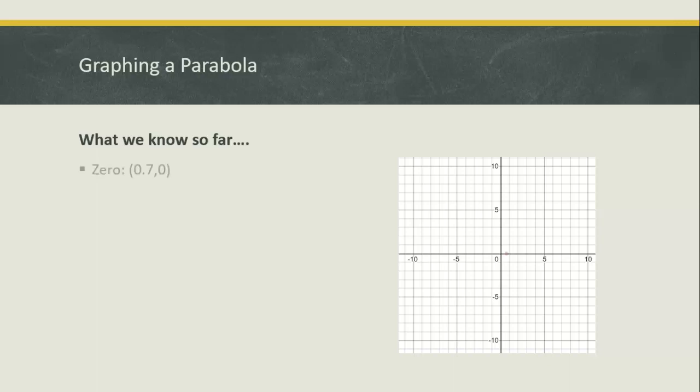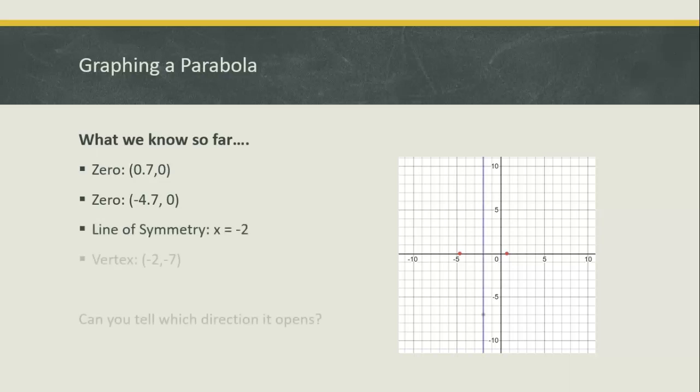So here's what we know so far. We had a 0 at 0.7 comma 0 and a 0 at negative 4.7 comma 0. So both of those dots are on the x-axis right now. We've got a line of symmetry where x is equal to negative 2. And we've got a vertex at negative 2 comma negative 7. You should be able to see that it opens up like a cup if I were to sketch this in. But right now, there's really nothing that stops us from turning this into a V shape.